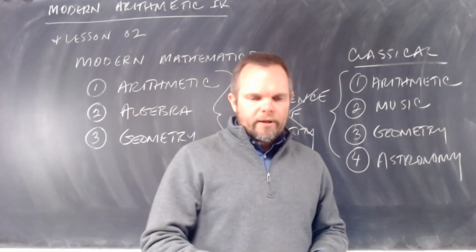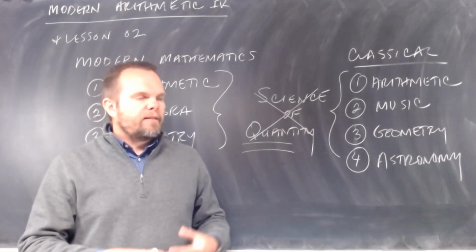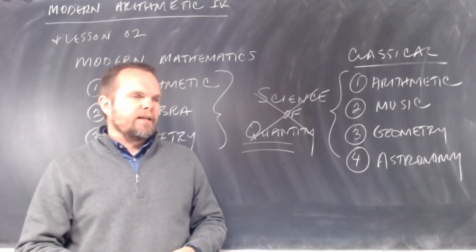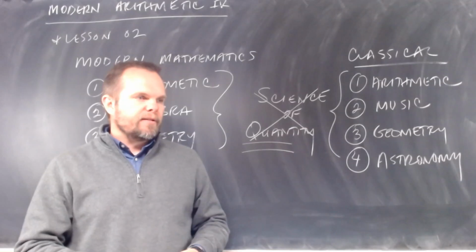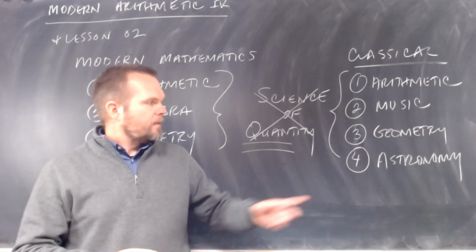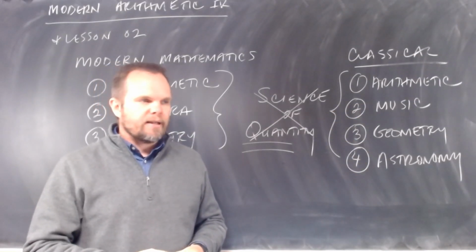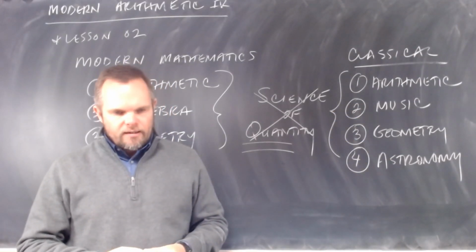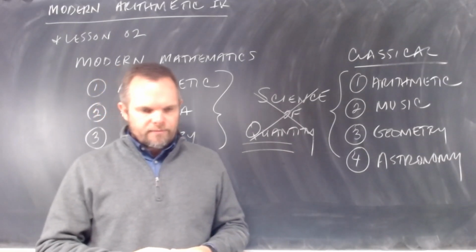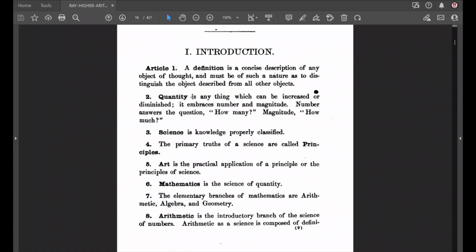Okay? We could say maybe that Article 7 is stressing the elementary branches and saying, oh, we're just getting started. We're just getting started in this modern curriculum. But these other subjects, music and astronomy, they're never introduced as branches of mathematics in modern math courses. All right? Let's go back to our text.